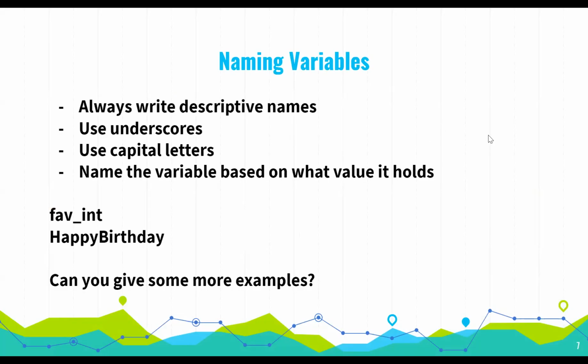So naming variables. How do you name variables? Whenever you're naming a variable, always write descriptive names. Let's say you are creating a program for a snake game, and there's a variable where you're creating the backboard of the game. Then you want to name it backboard or game board. Make sure to name the variable after the value it holds. Whenever you're naming a variable, use underscores for many things, and I'll be talking about many examples. An example is fav_int, and happy_birthday.